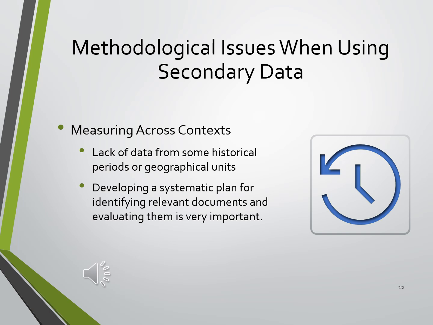So when we measure things across contexts, these are methodological issues that we face when we're using secondary data. We sometimes have to take into account the lack of data that we have from some historical periods or geographical units. It's important to develop a systematic plan for us to identify relevant documents as well as how to evaluate them. So this is a very important part of the process to make sure that the data that we're finding and interpreting is accurate information.